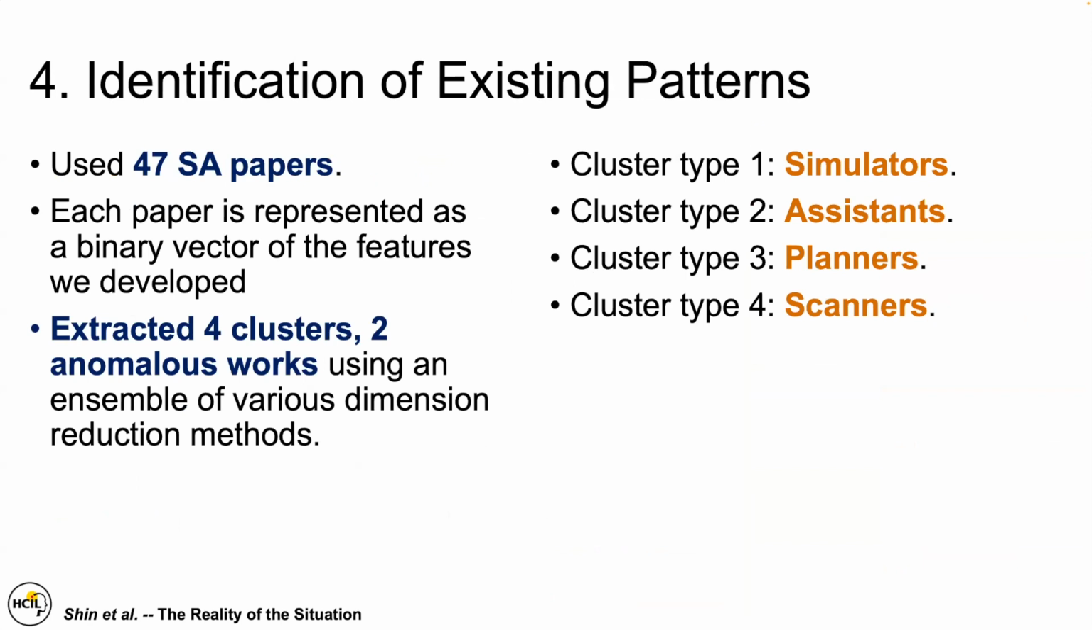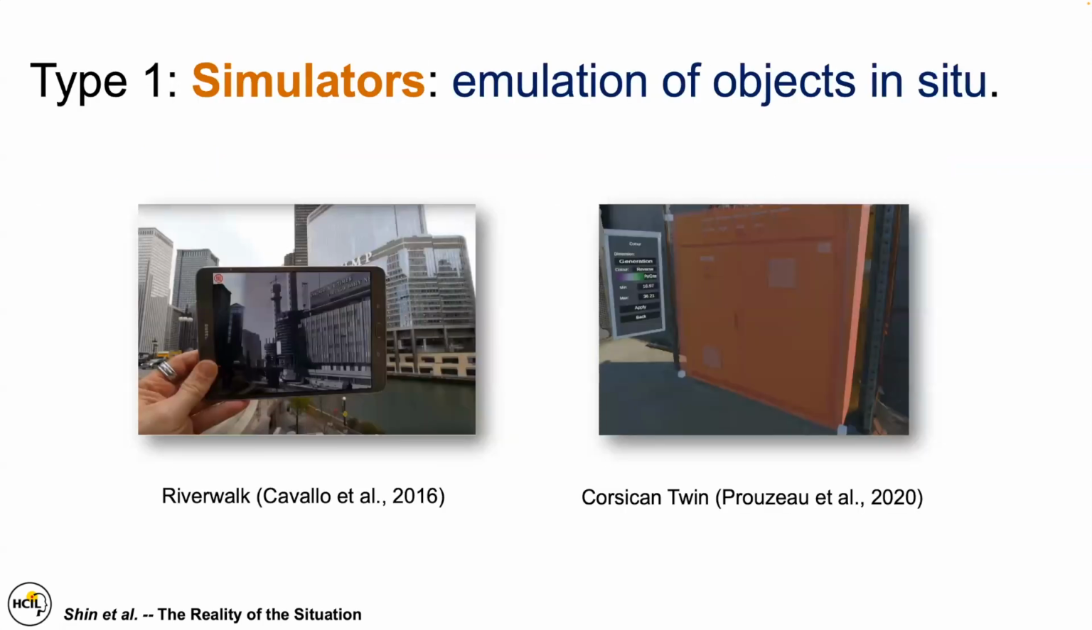Then, we used an ensemble of various dimension reduction methods to extract 4 clusters and 2 anomalous works. This got us with 4 different patterns of SA systems. These are simulators, assistants, planners, and scanners. Type 1 simulators are an emulation of objects in situ. Examples include a system that imposes historical images onto matching views, or a tool for designing situated data visualizations.